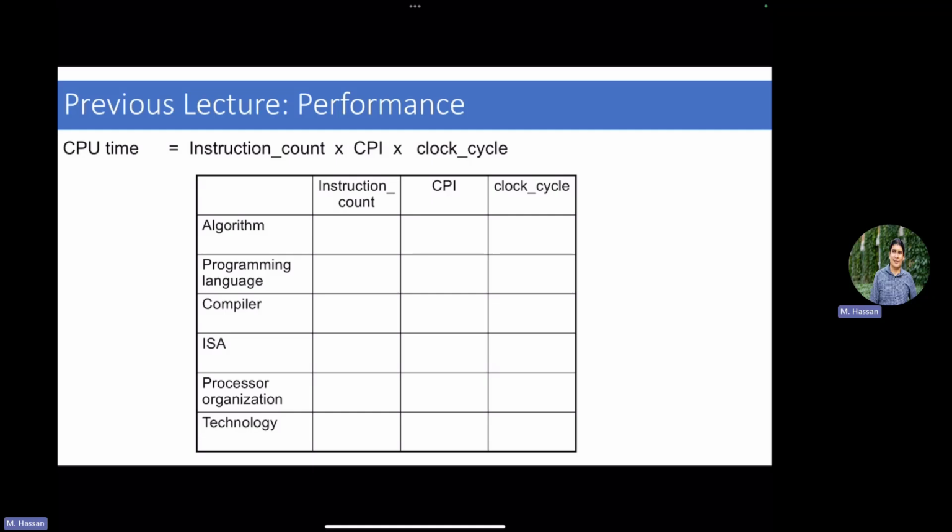Would the algorithm, for example, impact the instruction count? Clearly, yes, right? We said last time instruction count is directly impacted by the software layer mainly, right? Because this is how the compiler will generate the program, and your program is in fact a function of the algorithm. What about CPI? Cycles per instruction. Yeah, here it starts becoming a little bit interesting. Yes or no? What do you think?